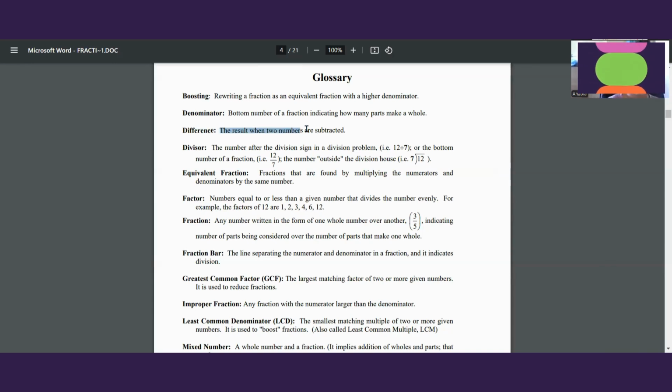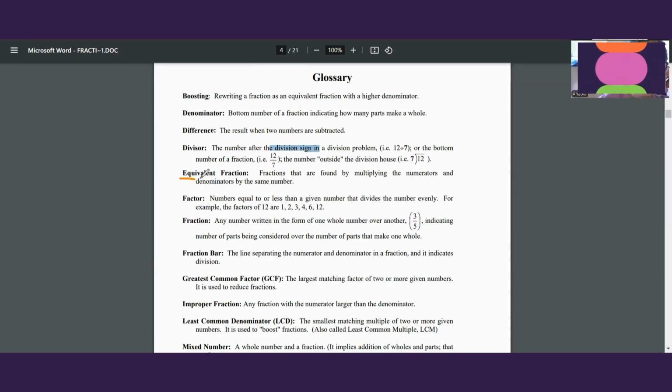Difference is the result when two numbers are subtracted. Divisor. The number after the division sign in the division problem, 12 divided by 7, or the bottom number of a fraction, the number outside the division house. The divisor is the number that divides. For example, 12 divided by 7. So 7 is the divisor. Okay?